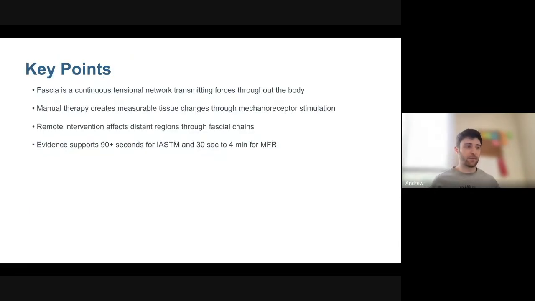So the key points, again, fascia is a continuous tension network that transmits forces through the body. Manual therapy helps create measurable changes in density, tension, and helps stimulate mechanoreceptors to release and to relax. Remote intervention, so that means working one part of the body on the fascia can have a change in a completely different region because of those fascia chains. And also evidence supports instrument-assisted soft tissue mobilization as well as manual trigger point release, both of which you can talk to your physical therapist about, and they can determine if it's appropriate for you.